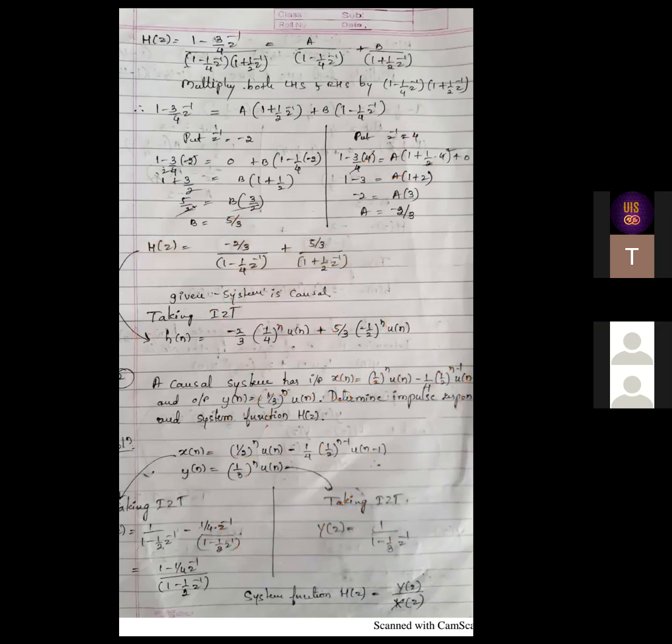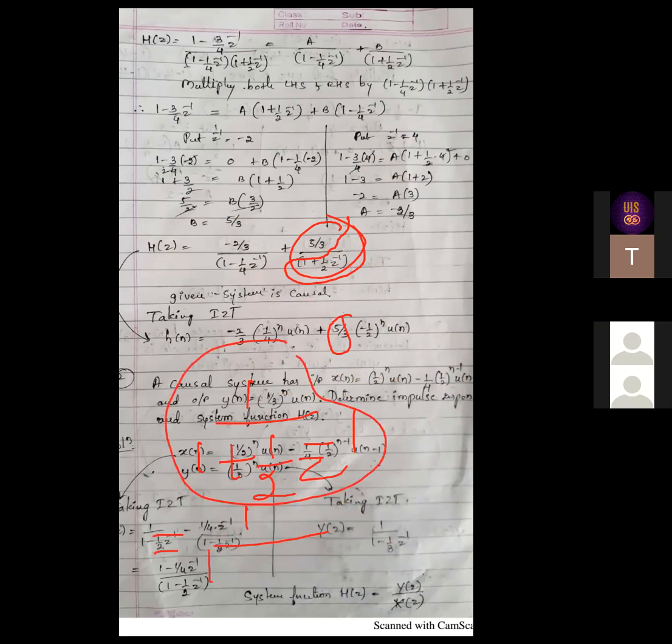Now let us go to the second one. I have written 5 by 3 as it is. Remaining is only this much, which is 1 divided by 1 plus 1 by 2 z inverse. I can write this complete equation like this: 1 divided by 1 minus minus 1 by 2 z inverse. Right? Minus into minus will become plus. So what is alpha here? You have 1 by 1 minus alpha z inverse, so alpha is minus 1 by 2.